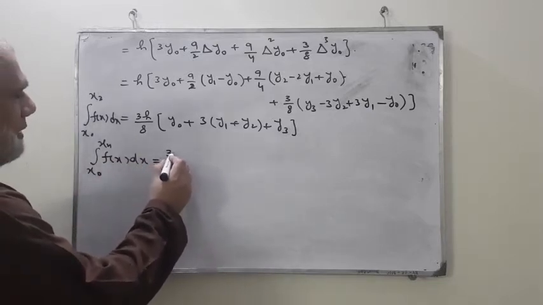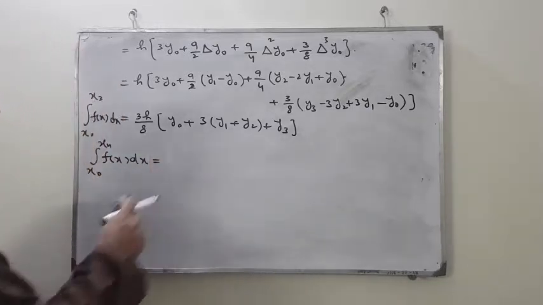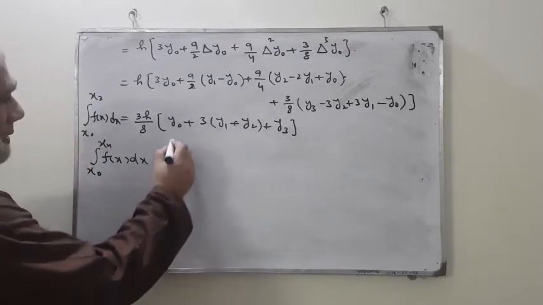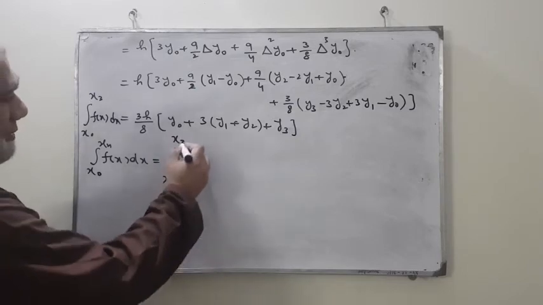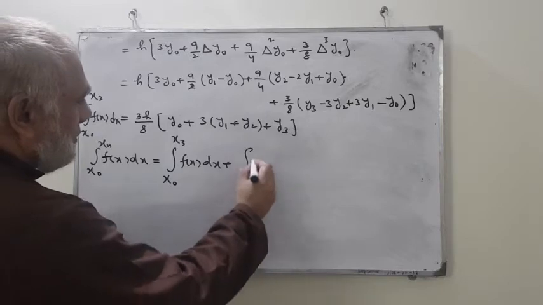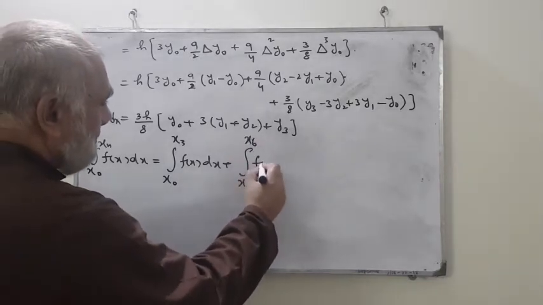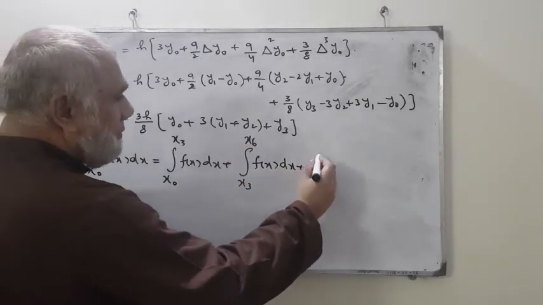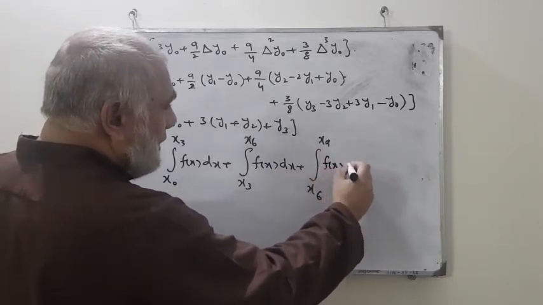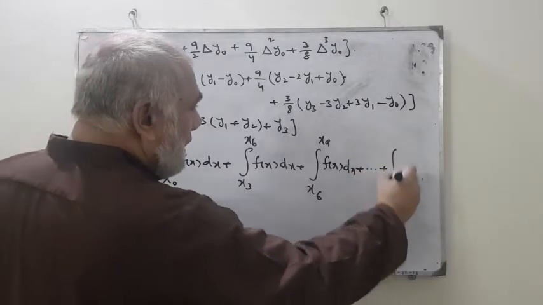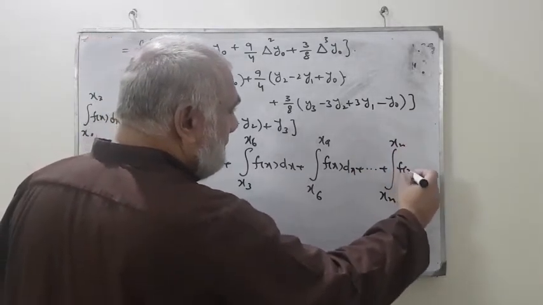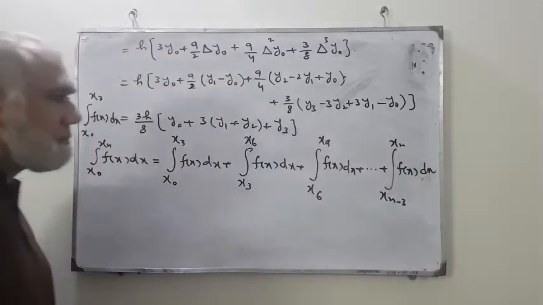So this can be split up into subintervals, each of length 3. The first interval is x0 to x3 f(x) dx. Next is x3 to x6 f(x) dx, x6 to x9 f(x) dx, and many more integrals you can write down, up to xn minus 3 to xn f(x) dx.